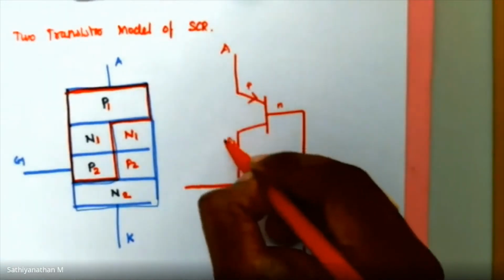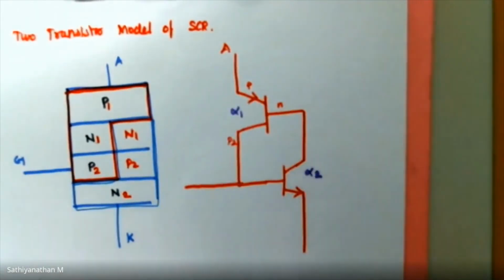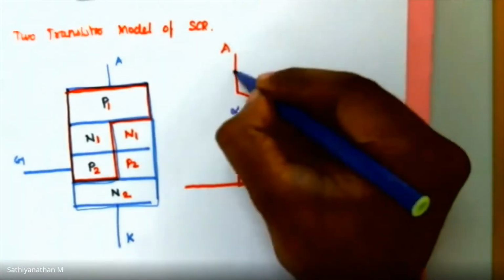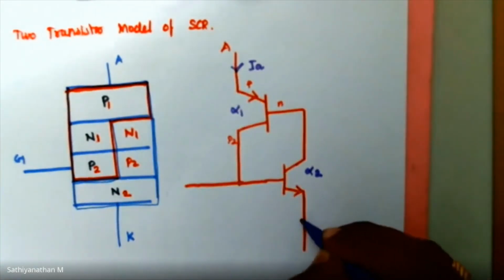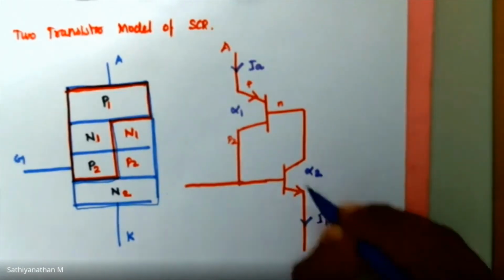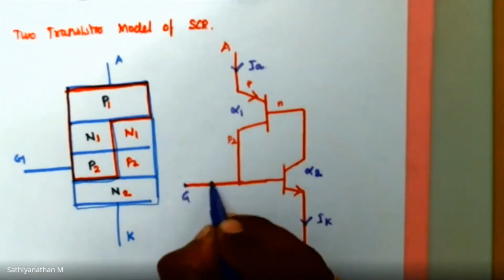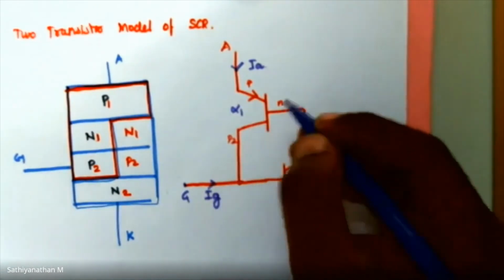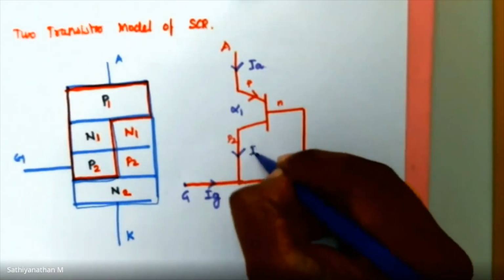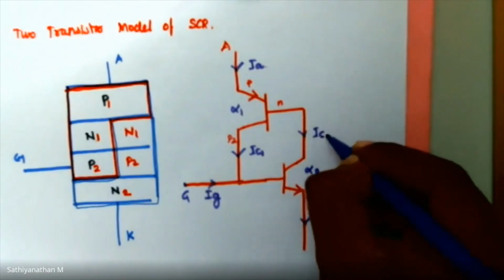This PNP transistor has an amplification factor of alpha 1, and this one has an amplification factor of alpha 2. The current entering the device is IA, and the current leaving the device is called IK. This is the anode voltage, this is the cathode voltage. In between, you have a gate, which drives a gate current. This collector current may be represented as IC1, and this collector terminal as IC2.